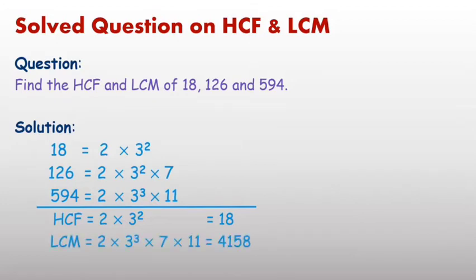For the LCM, first note down all factors involved in 18, 126 and 594 and apply the highest power. Highest power of 2 is 1, highest power of 3 is 3, then 7 and 11. Multiply, and you will get 4158. That is the LCM of the given numbers.